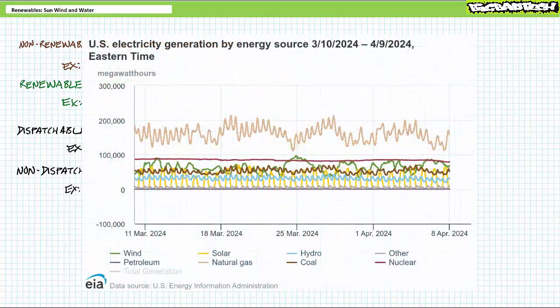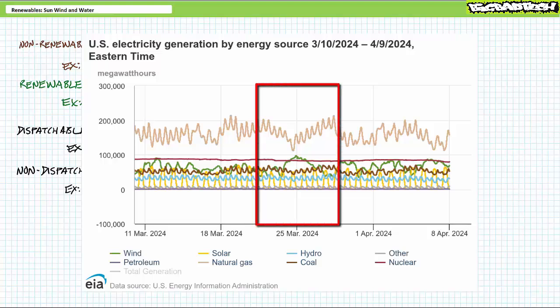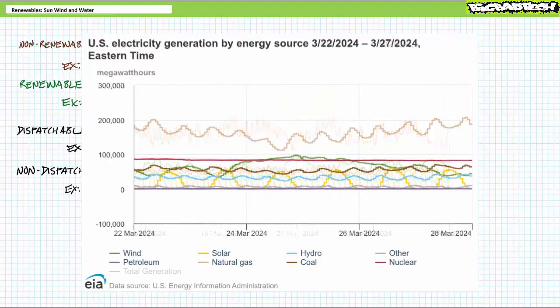Here's a plot of energy generation by source for a period in early spring 2024. You'll note natural gas generation in tan experiences a dip. Why? Well, take a look at wind power in green. It's peaking. If we zoom into a period towards the end of March, you can see some pretty predictable behavior.